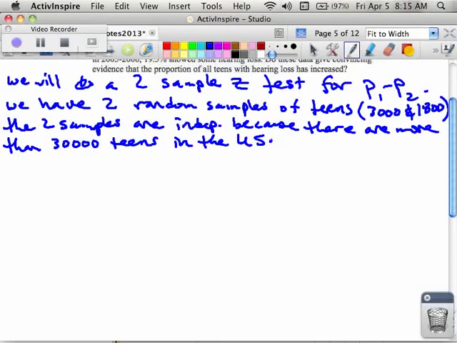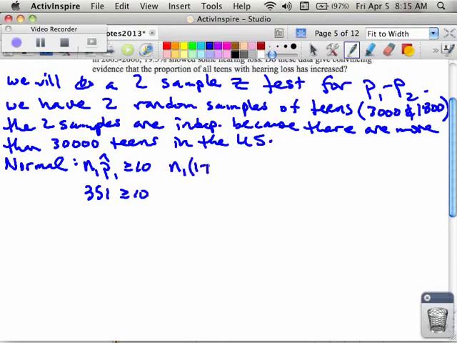And so now, we have to do normalness, don't we? So normalness, we should check both samples. So N1, P hat 1 has to be bigger than or equal to 10. If I do the math there, my sources say 351. If I do N1, 1 minus P hat 1 greater than or equal to 10, I get the number 1449.